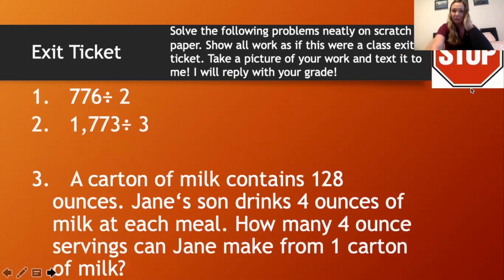So here are your 3 exit ticket problems. We have 2 regular division problems and 1 word problem. Your word problem needs to have a sentence answer if you are going to score a 5. So again, be neat, be organized, and make sure you take a picture of your exit ticket work and text it to me so that you can get your grade for the lesson.